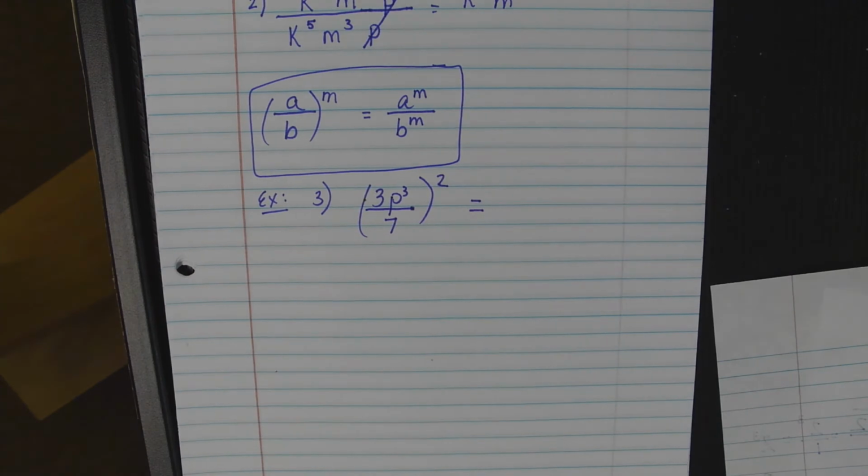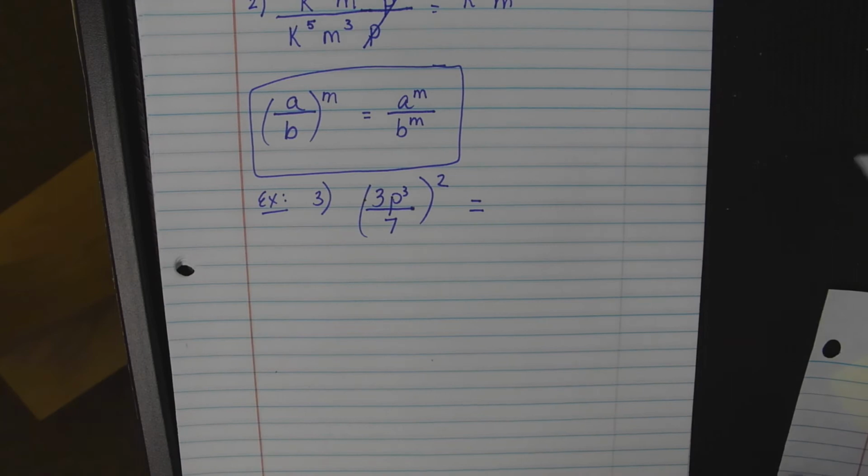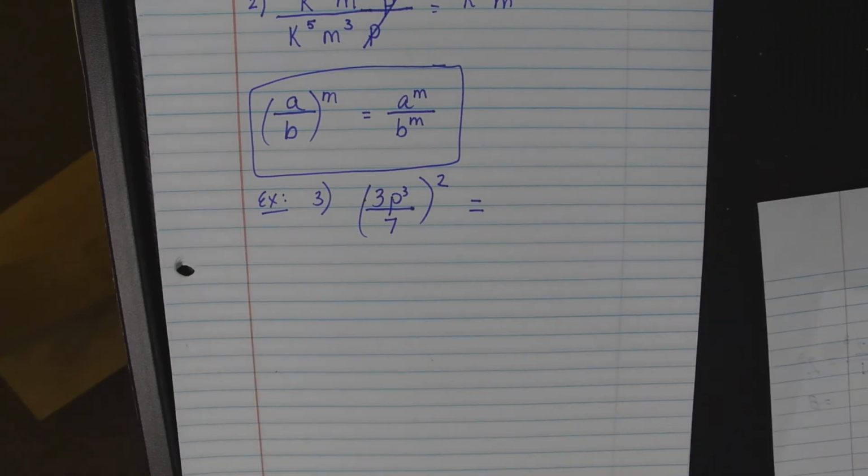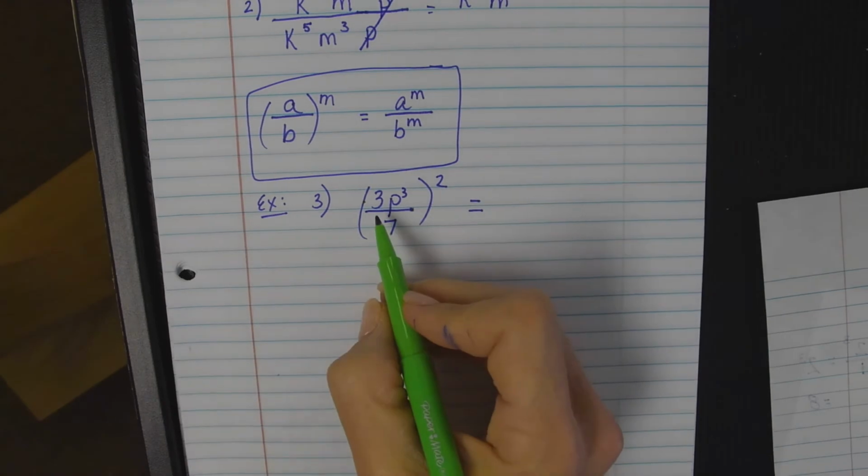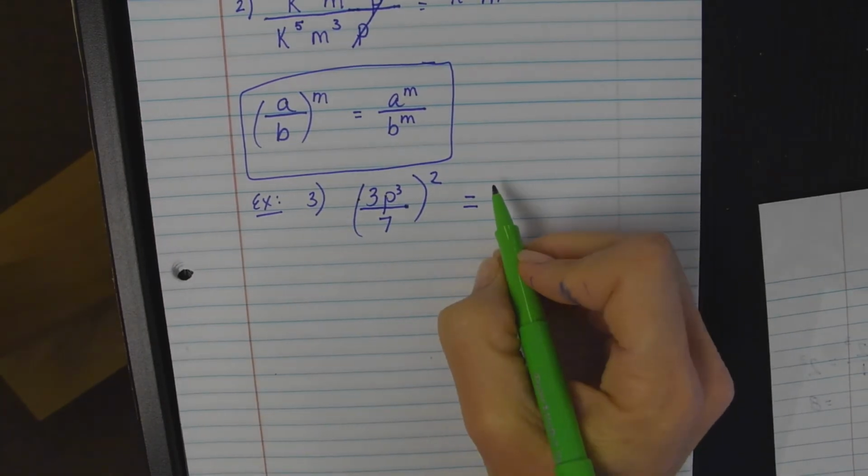Look at example number 3. Everything in this problem is squared. Every variable, every number. All right, who's got this one with me? Alex. Let's do it together. Everything squared. What happens to the 3? What's 3 squared, Alex? 9.